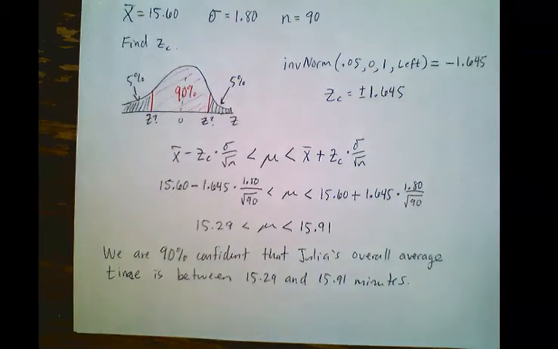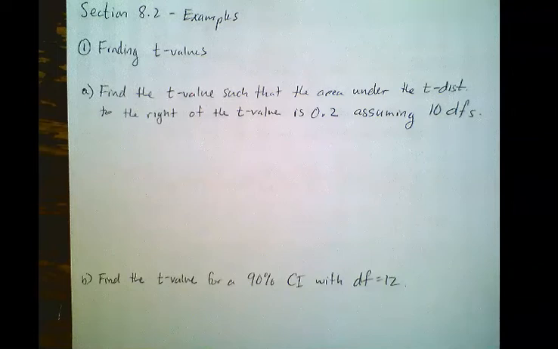All right, you can go back to your PowerPoint slides now. All right, so here is the first example in section 8.2. This is dealing with finding t-values or critical t-scores for our confidence intervals when sigma is unknown. Okay, so we want to find the t-value such that the area under the t-distribution to the right of the t-value is 0.2, assuming 10 degrees of freedom.